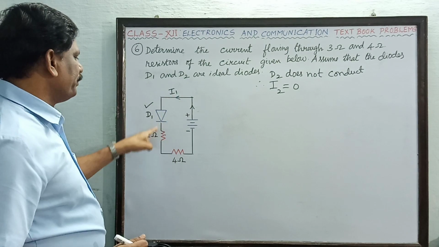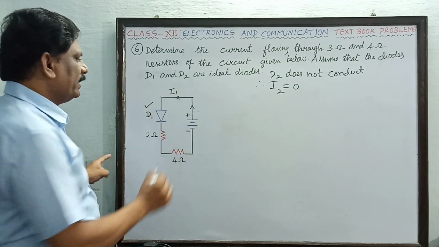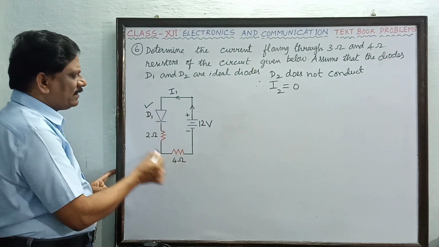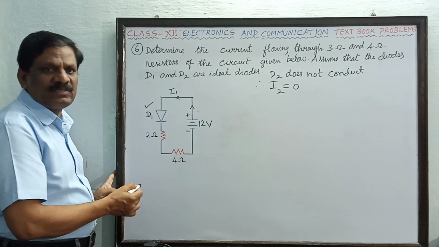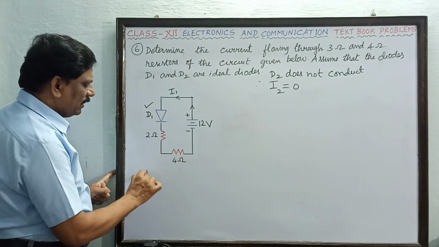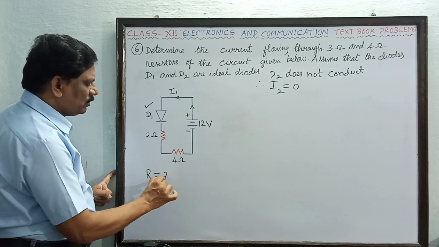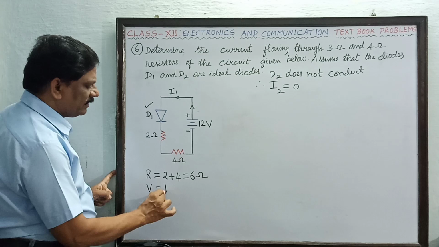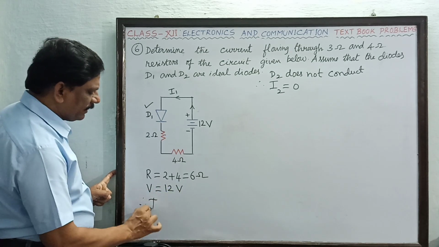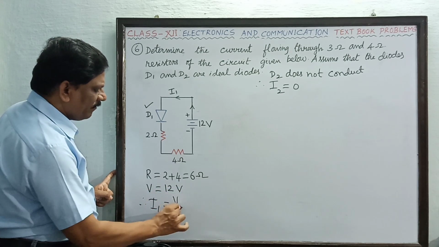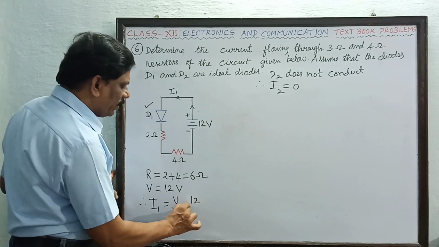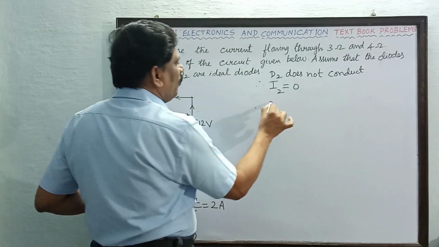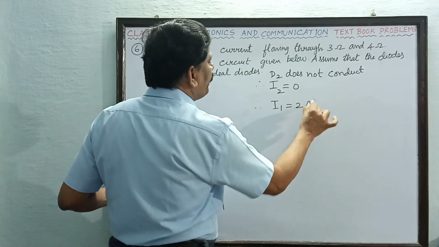So the current I1 is passed through the diode D1. Here the supply is 12 volt. What is the total resistance in this path? 2 plus 4, that is equal to 6 ohm. The applied potential difference is equal to 12 volt. Therefore the current I1 must be equal to V by R, that is 12 divided by 6, equal to 2 ampere. Therefore I1 is equal to 2 ampere.